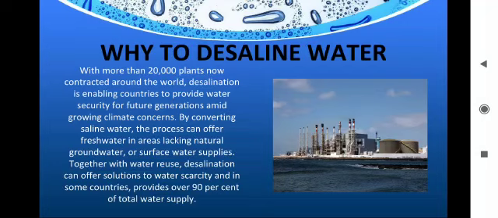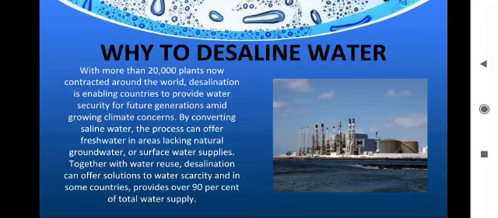This can be done with ocean water, sea water and brackish water that have a large amount of salt in them. By converting saline water, the process can offer fresh water in areas lacking natural groundwater or surface water supplies, like deserts such as the Sahara Desert and the Atacama Desert, that don't have rain or have water scarcity.